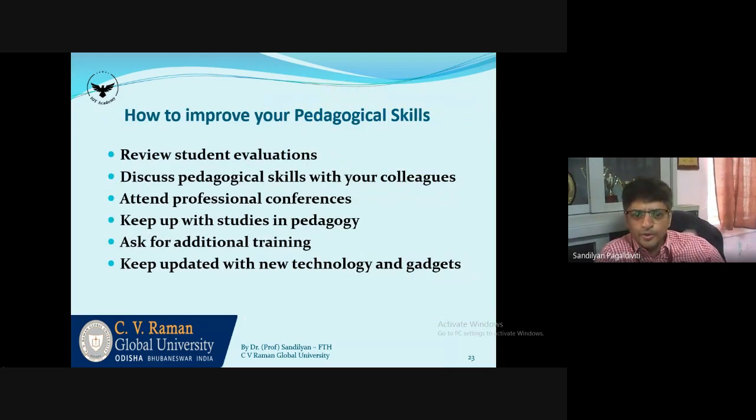So how to improve your pedagogical skills? So you need to be able to review the student evaluations, assess that and see, discuss your skills with your colleagues, conduct some sessions amongst yourself, attend conferences or sessions like this where you interact with experts and upgrade your knowledge. Keep up in studies.